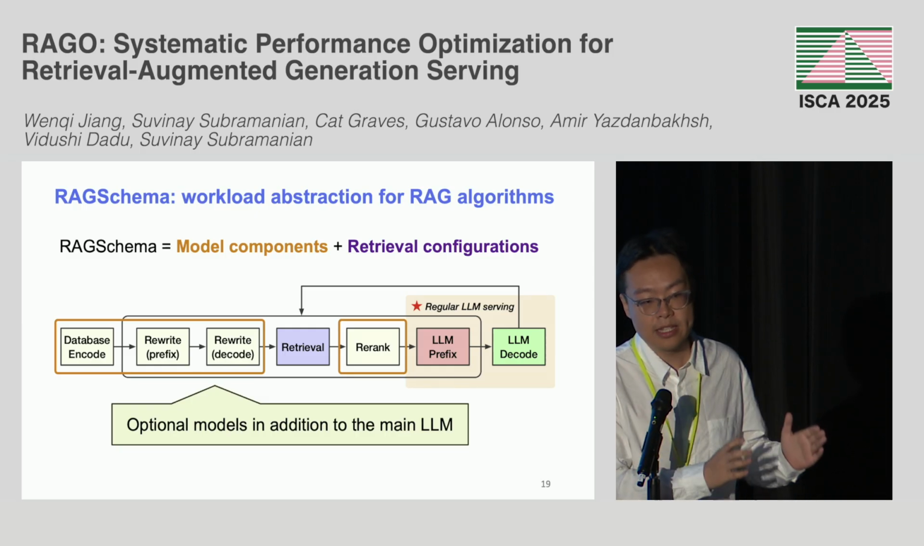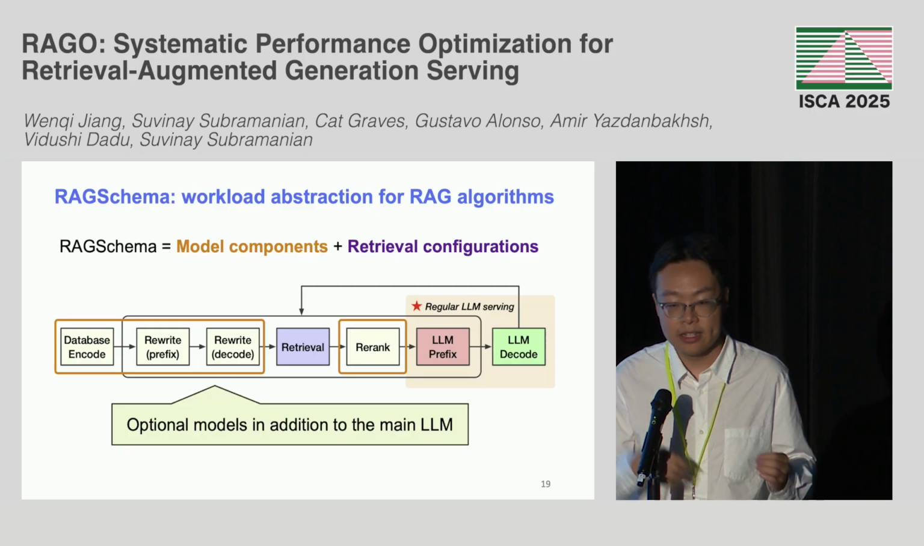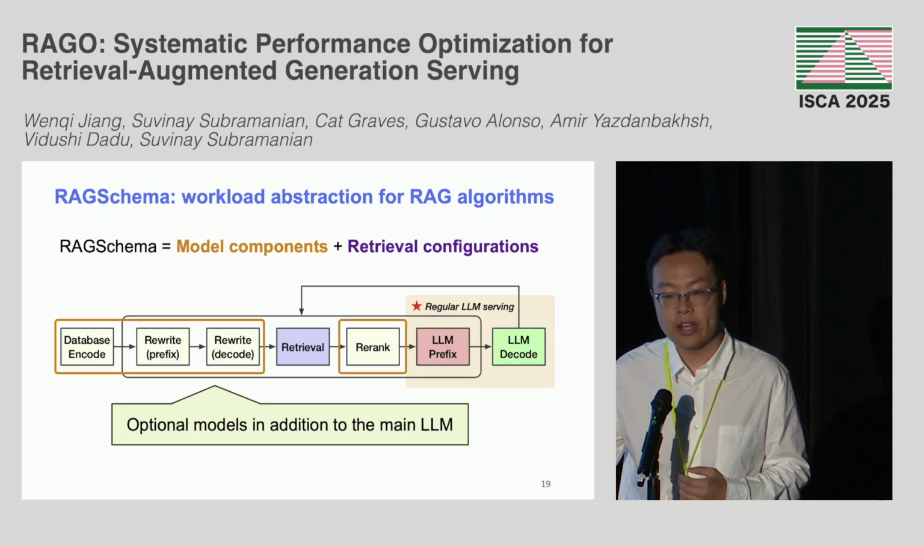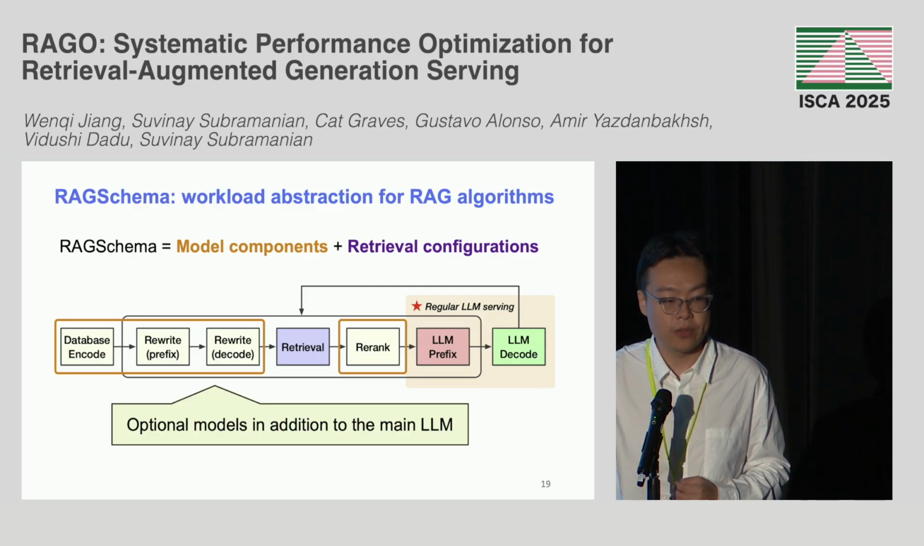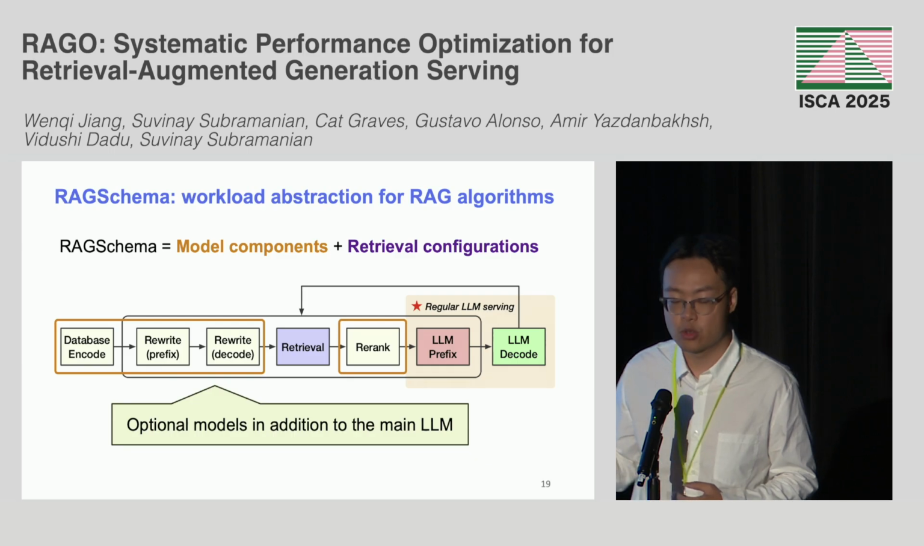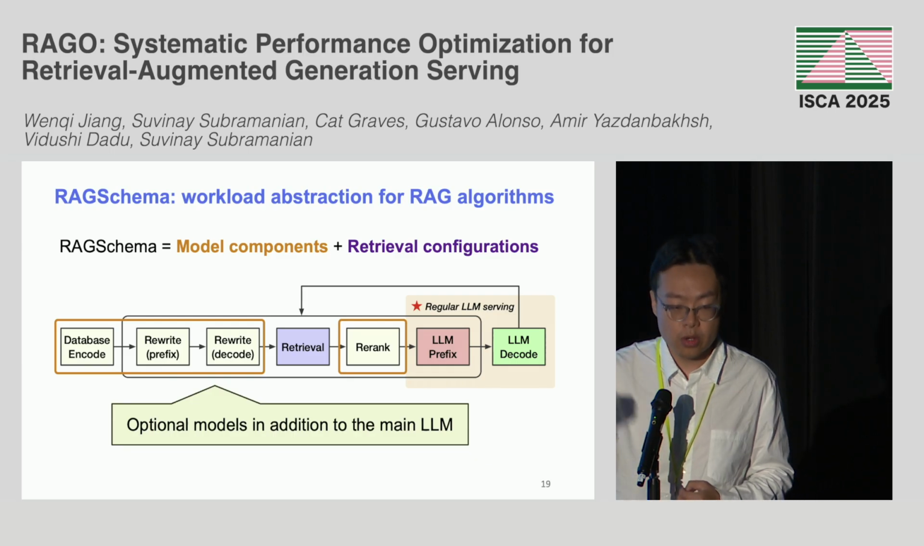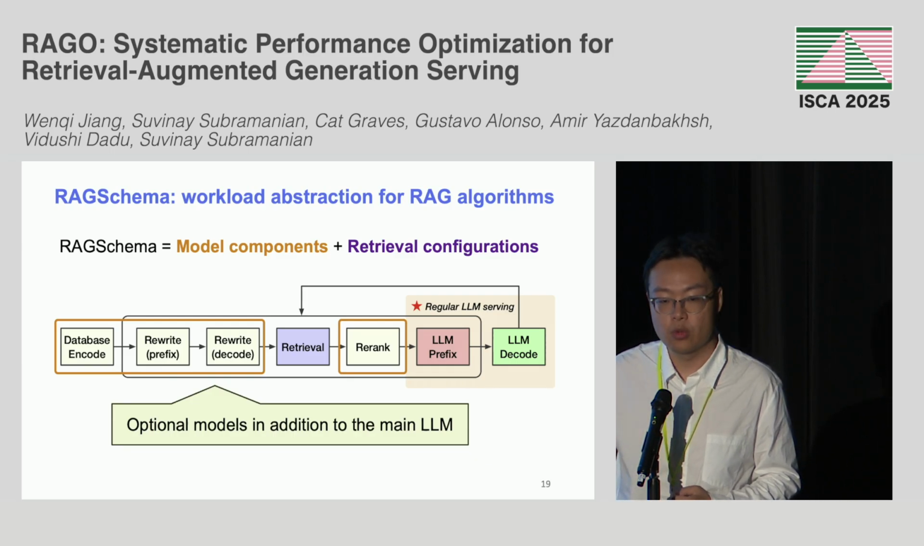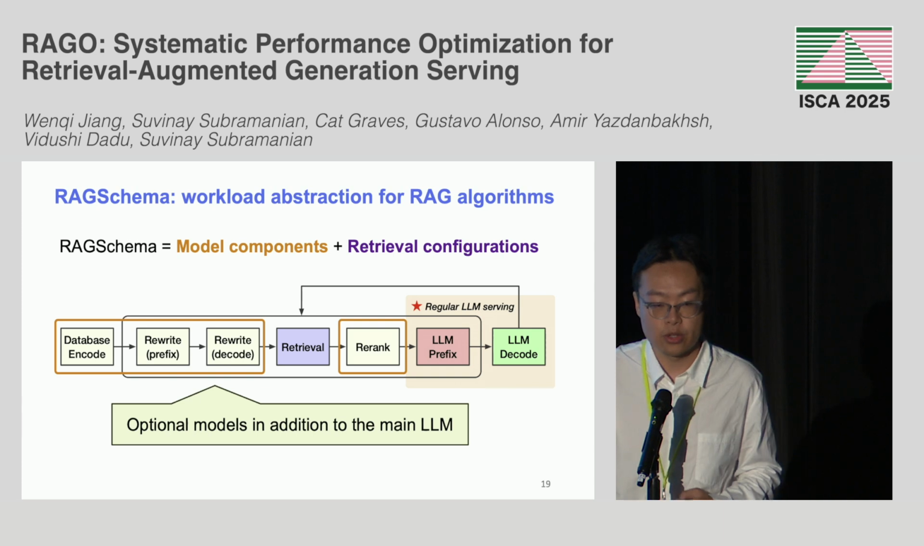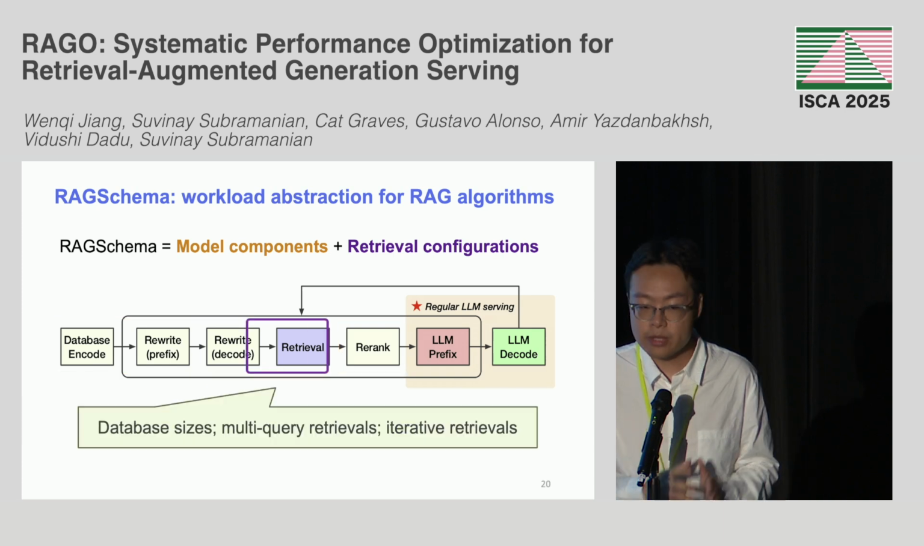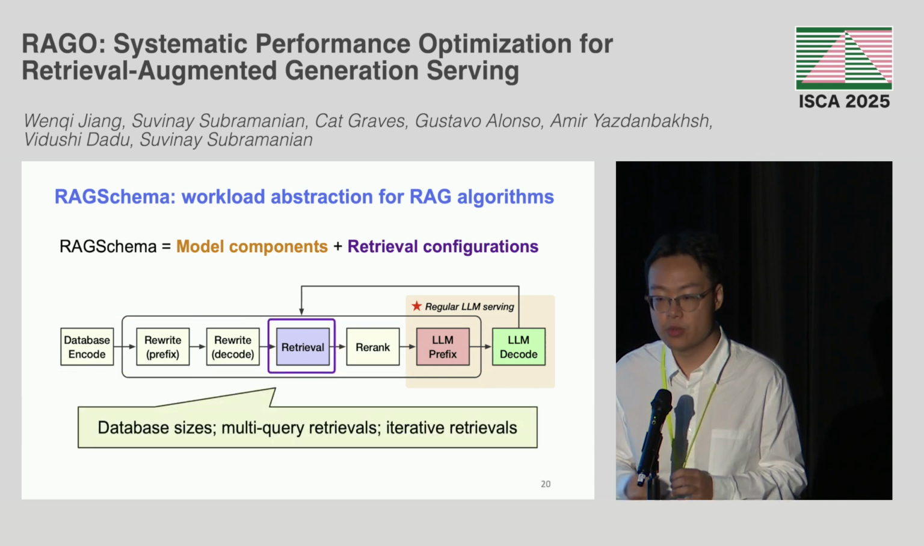One example is the database encoder model we just saw. Before retrieval, we may have a query writer model to rephrase the user's question. And after retrieval, we may have a re-ranker model to further rescore the relevance between the retrieved documents and the user's question.